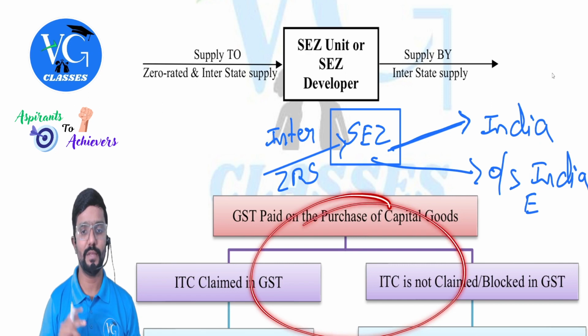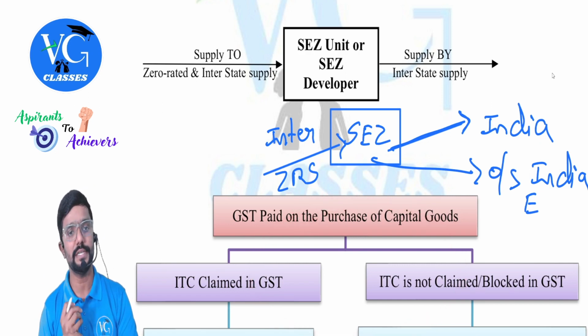This chart is not required. I need to explain that. Later you will take it. You can just give a small heading, zero rated supply, and take down.